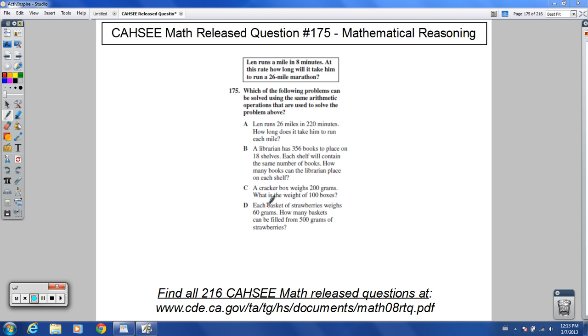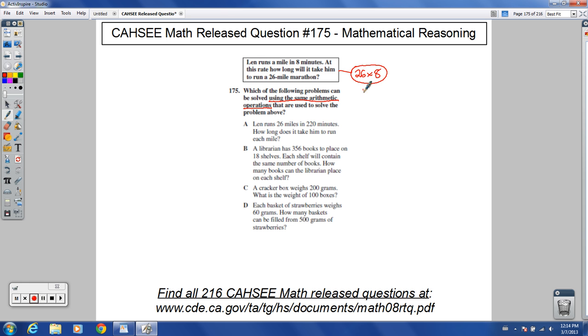It doesn't look like they're asking us to solve how long it takes him. So, which of the following problems can be solved using the same arithmetic operations? Aha. So we just set up there to multiply. Let's underline that part. This would be 26 times 8. I'm not going to say what that equals. I don't really care what that equals for this problem.